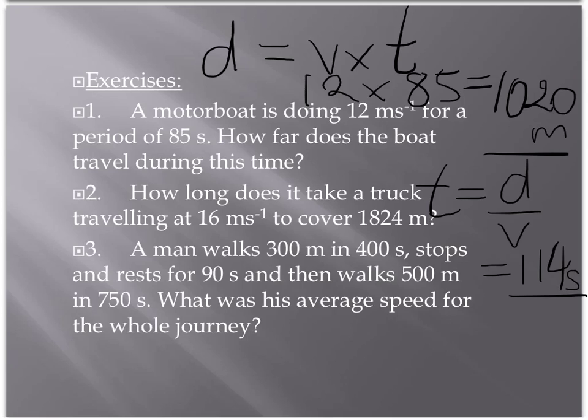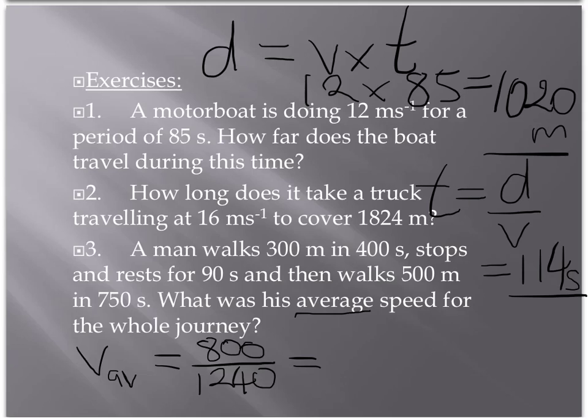Now, for number 3, a man walks 300 meters in 400 seconds, stops and rests for 90 seconds, and then walks 500 meters in 750 seconds. What is the average speed? Notice the word average for the whole journey. To do this, you need to add up all the distance and find the total distance the man travels, and divide that by the total time that he takes to do that.